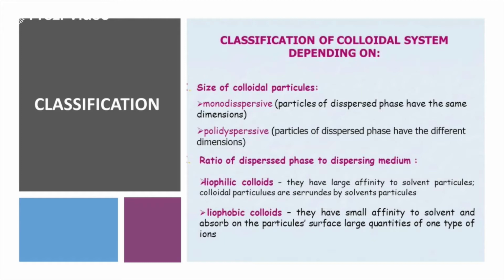Now let us try to understand it in terms of the affinity of the dispersed phase to the dispersing medium. Again, it can be classified into two types, lyophilic and lyophobic. Philic always means solvent loving and phobic means solvent hating. Lyophilic colloids have a large affinity to the solvent molecules, so the dispersed phase is completely solubilized in the dispersion medium, whereas in lyophobic colloids, the dispersed phase is not solvent loving, therefore they have a small affinity to the solvent and adsorb on the particle surface large quantities of one type of ions.